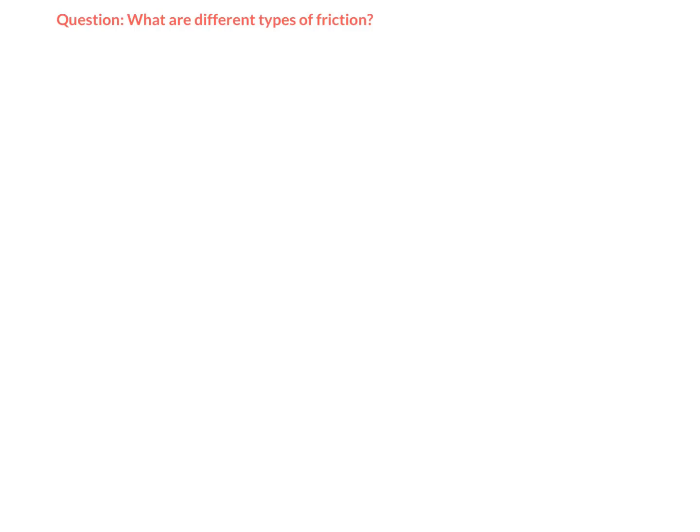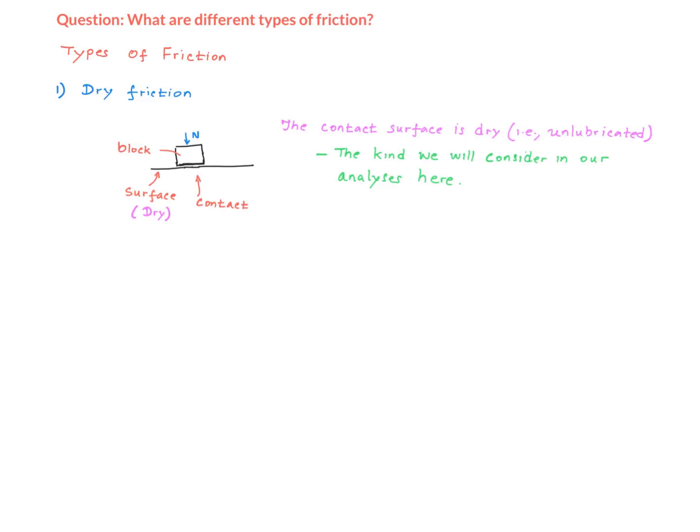The question that I have is, what are different types of friction? Let's start with what is called the dry friction. So considering the sliding block model one more time, the dry friction is the friction between the block and the flat surface when the contact surface is dry. In other words, there is no fluid in here, and therefore the contact surface between the block and the flat surface is unlubricated. So this is the kind that we're going to consider in this course.